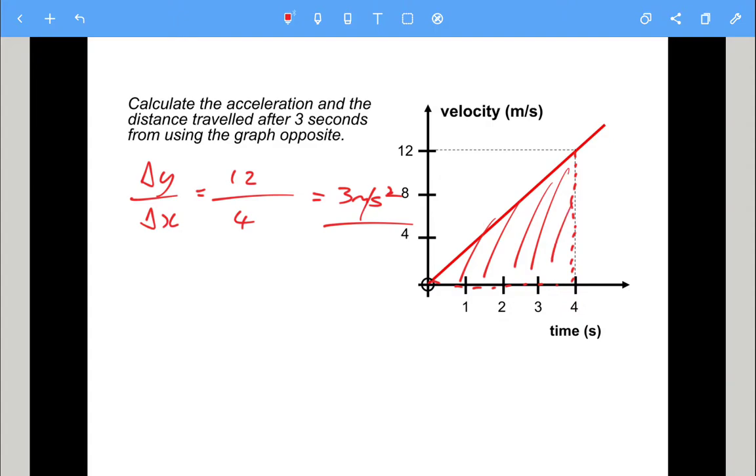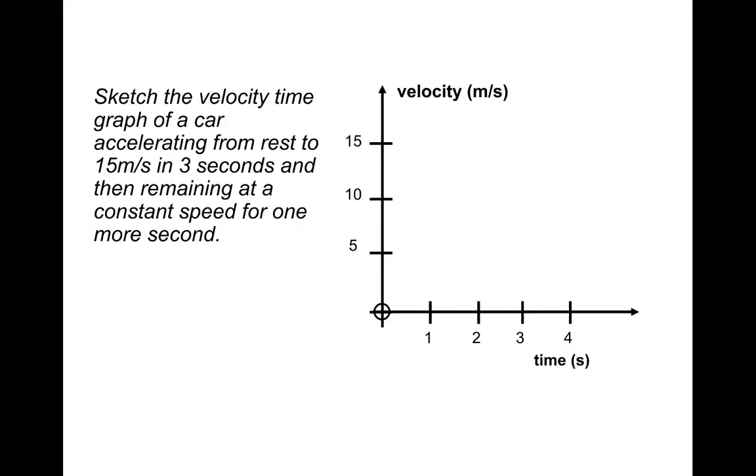The area of a triangle is half base times height. So it's 4 times 12, and then we need to half that. So 4 times 12 divided by 2, if you put that in your calculator, that would be 24 meters travelled. Hopefully that's okay. Let's move on to another example. Let's have a go at this one then. Sketch the velocity time graph of a car accelerating from rest to 15 meters per second in 3 seconds, and then remaining at a constant speed for 1 more second.